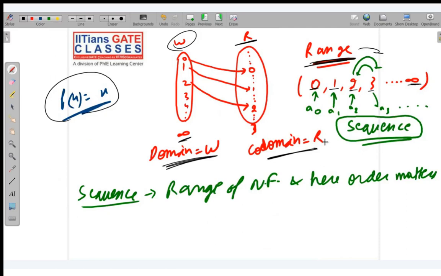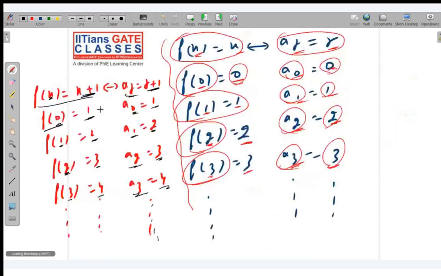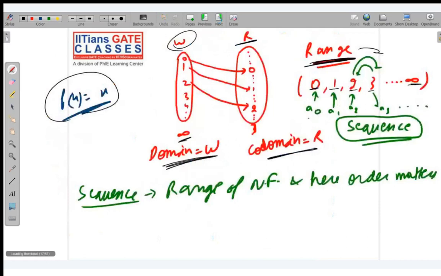Now, see from the previous slide: a0 is 0, a1 is 1, and so on. So I will say like this: a0 is 0, a1 is 1, a2 is 2, a3 is 3. We call this a sequence. So what is a sequence? Range of the numeric function.